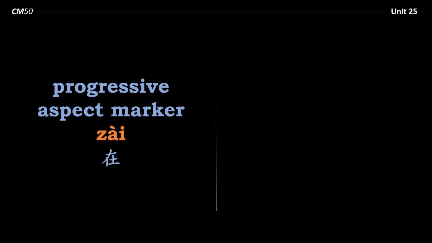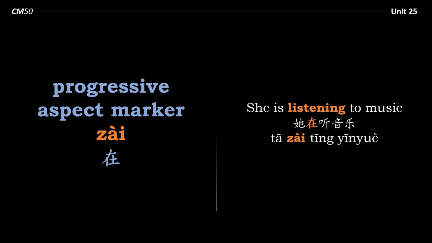Let's use another verb. Listen. 听. How do we mark that this action, this verb, is in progress? 在听. So listen is 听. Listening is 在听. She is listening to music. 她在听音乐.